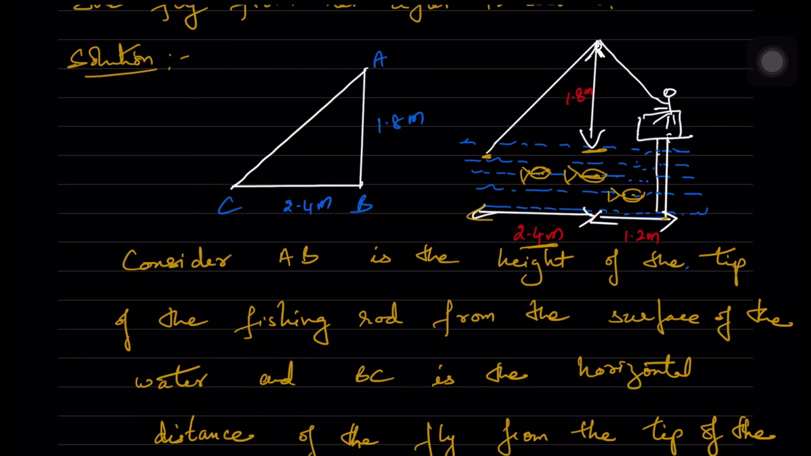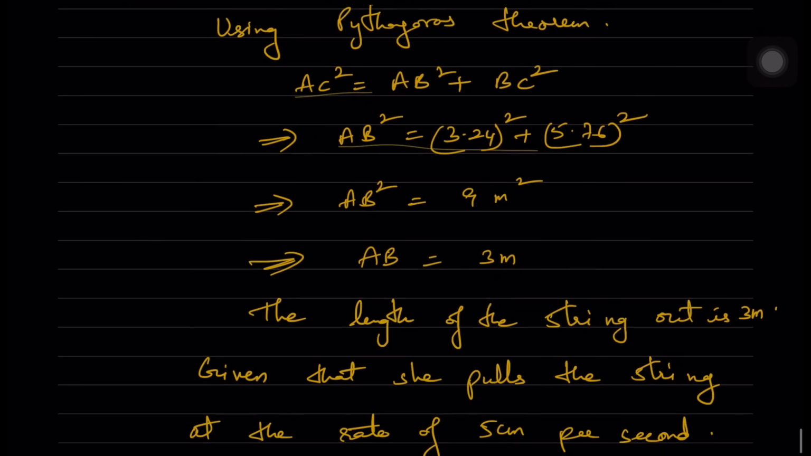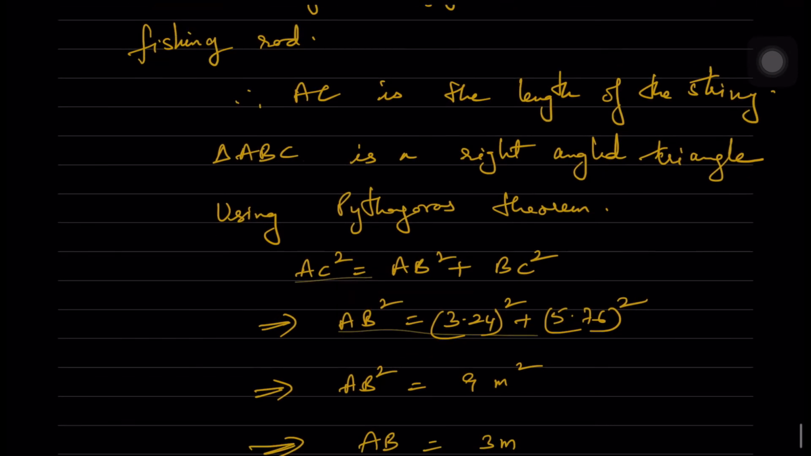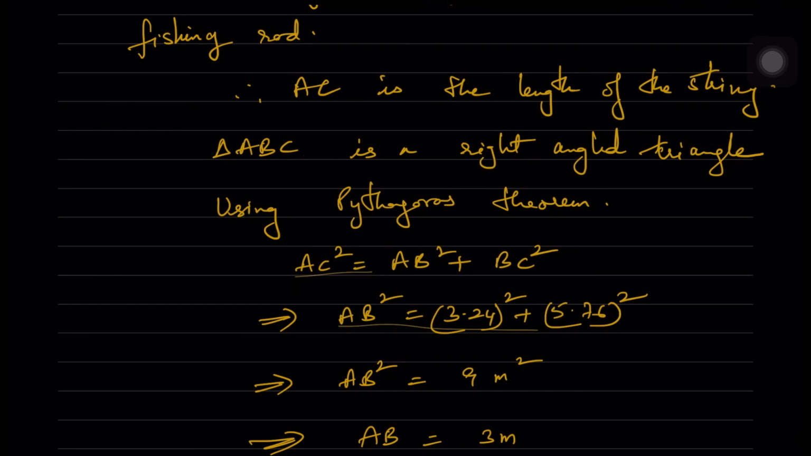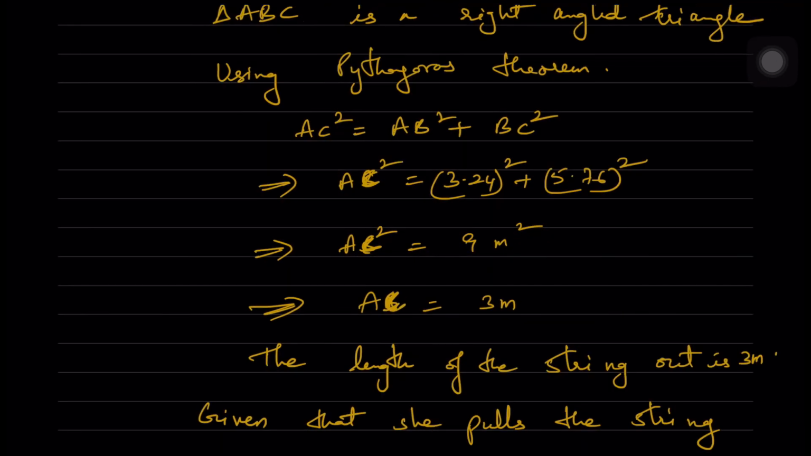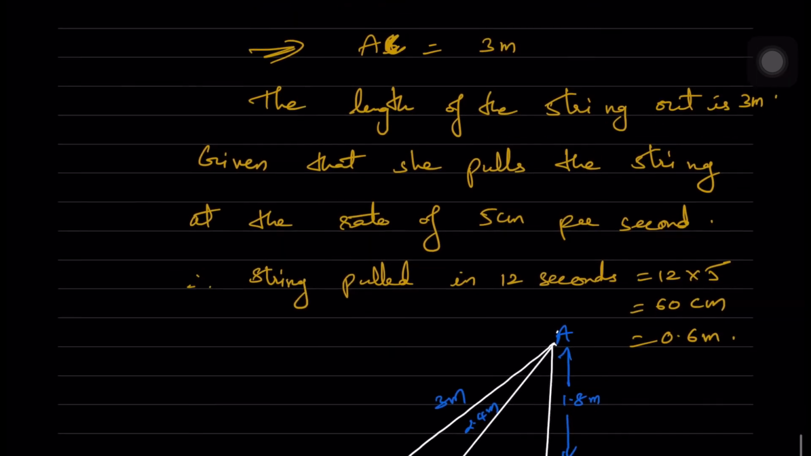So we can find out what is AC, that is how much of the string is out, the length of the string which is out. Using the Pythagoras theorem, AC square is equal to AB square plus BC square. So AC square is equal to 3.24 plus 5.76, which implies that AC square is equal to 9 meters square, which implies AC is equal to 3 meters. So the length of the string out is 3 meters.